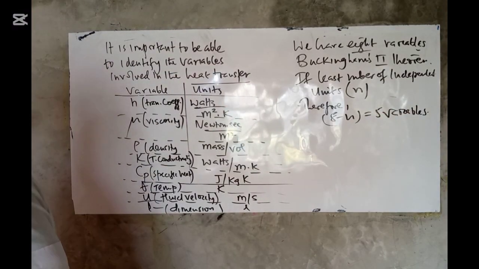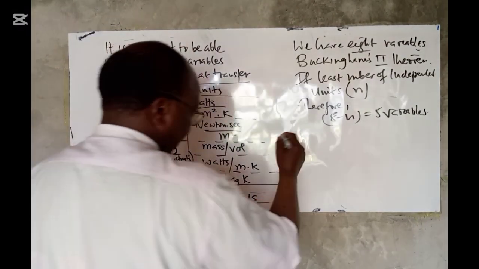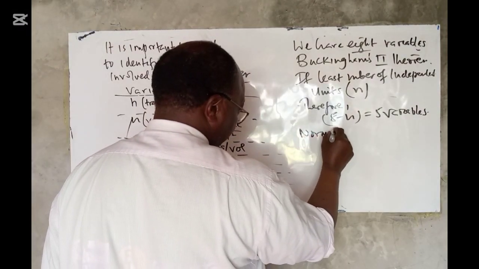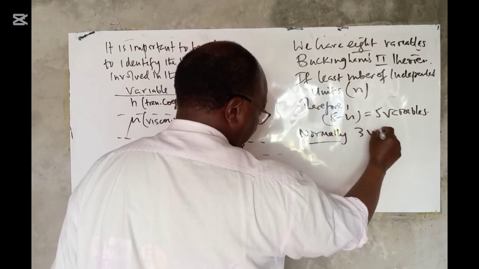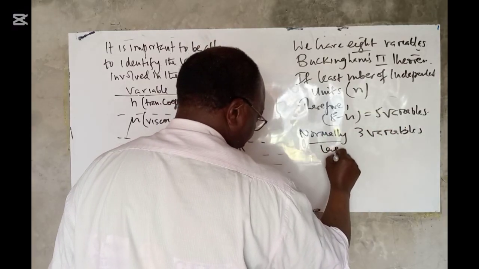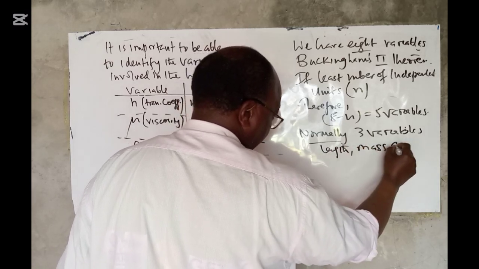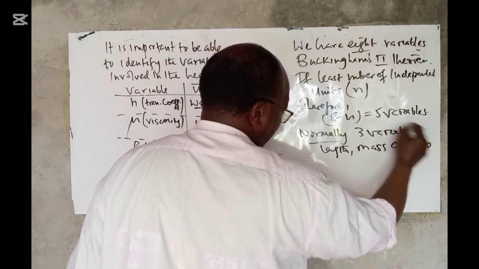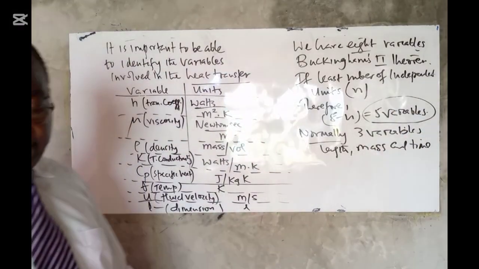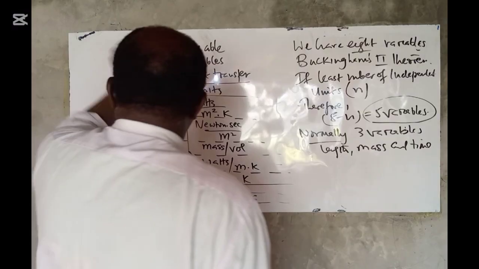Remember, we are normally used to 3 variables. Normally, we talk of 3 variables: that is length, mass, and time. But now we're talking of 5 variables, so that we can now write our equation.